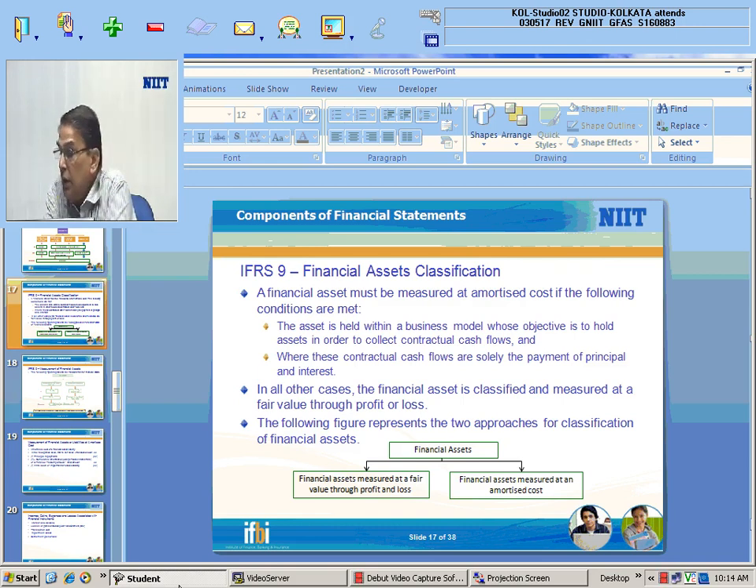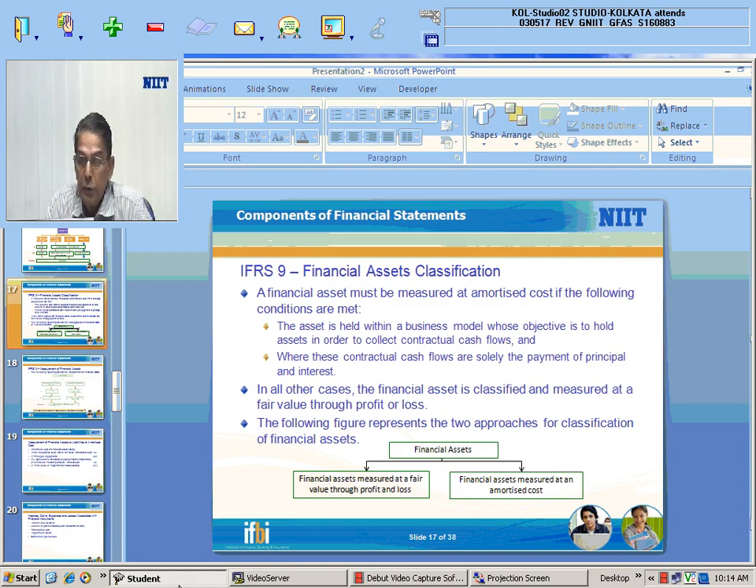Number one, the asset is held within a business model whose objective is to hold assets in order to collect contractual cash flows, and where those contractual cash flows are solely the payment of principal and interest. In all other cases, the financial asset is classified and measured at fair value through profit or loss. So basically there are two kinds of financial assets under the new classification under IFRS 9. One is financial assets at fair value through profit or loss, or financial assets which will be measured at amortized cost.